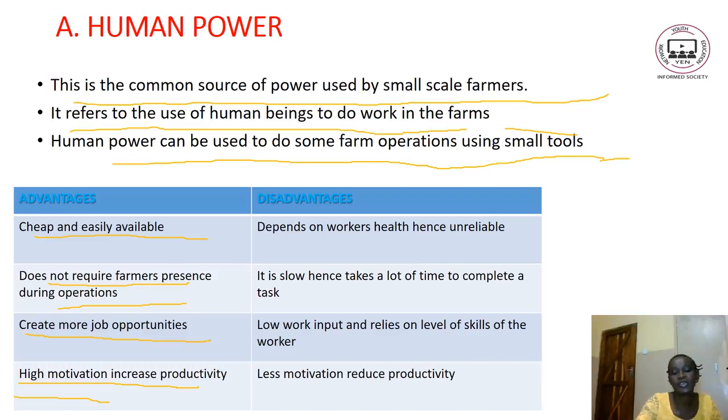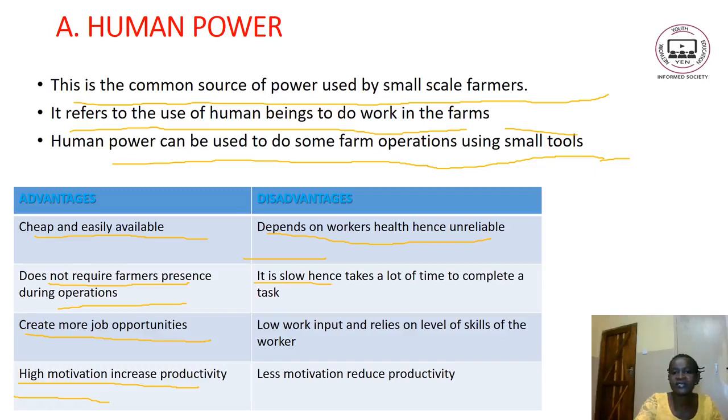On the other hand, human power has got some limitations or some disadvantages, and one of the disadvantages of human power is that it depends on workers' health. Hence, it might be unreliable. So it will depend on the workers' health. Definitely, if they are not feeling okay, if they are sick, we may not expect those people to work in the field. Therefore, it might be unreliable.